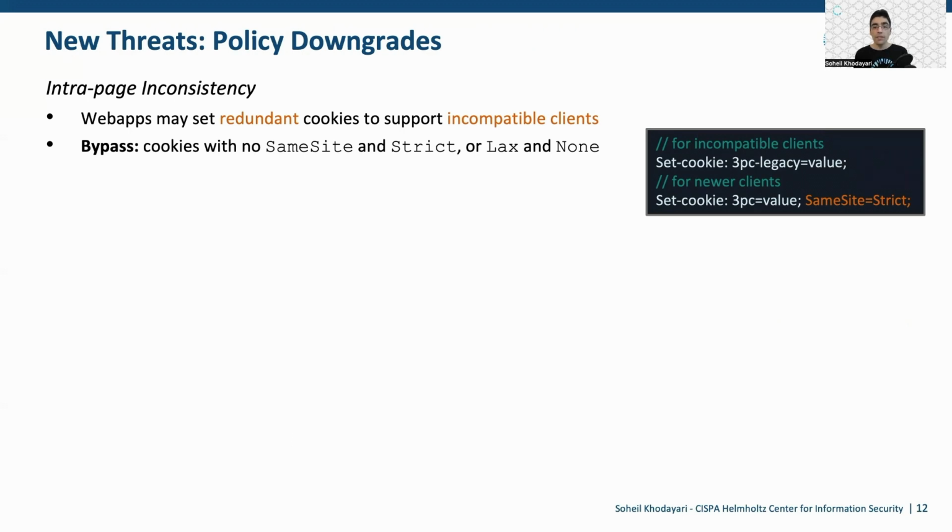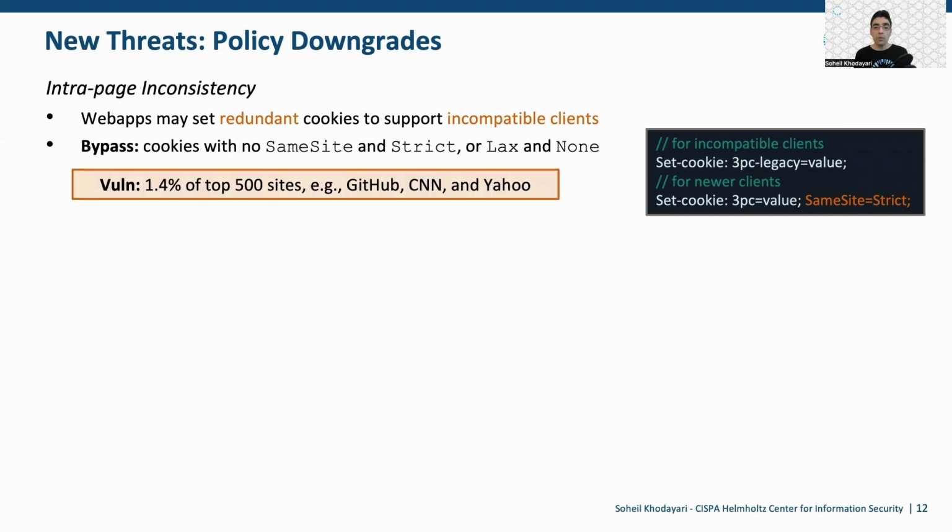For a victim visiting a CSRF attack page using a modern browser, the CCC cookie is never sent to the target site, but the CCC legacy cookie is bypassing the SameSite policy. This issue affects around 1.4% of the top 500 sites, such as GitHub, CNN, and Yahoo.